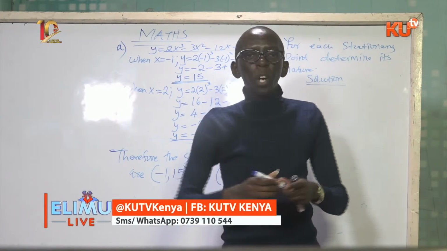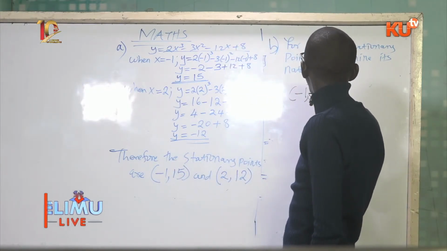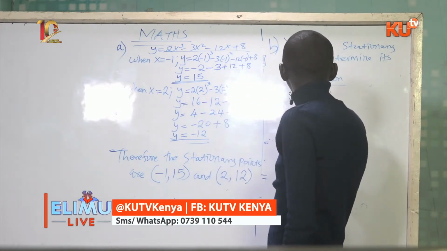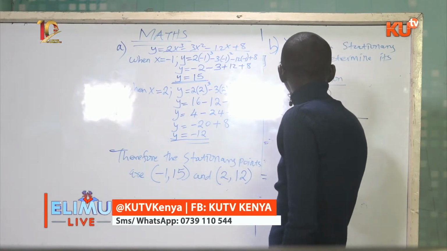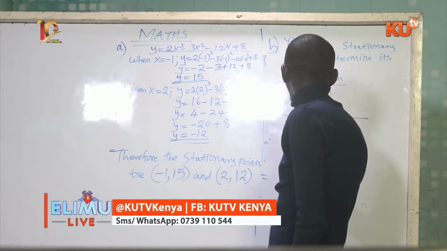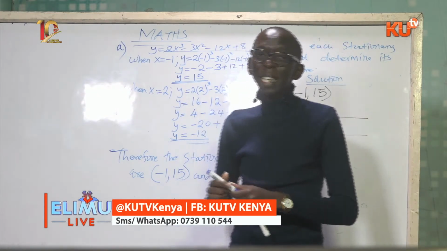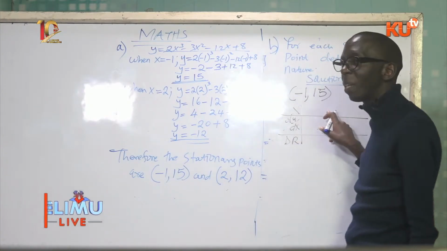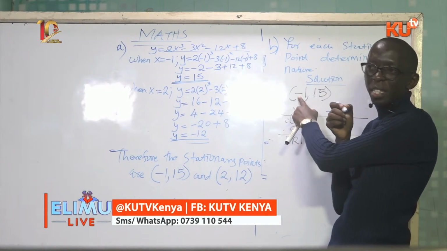So we'll pick the first point. Our first stationary point is negative 1, 15. After taking your negative 1, 15, you will come and draw a small table. Draw a small table like that. Your table has x, dy over dx, and it has DR, meaning diagrammatic representation. In this column of x, at the middle here, we write the value of x in our point. The value of x in our point is negative 1.